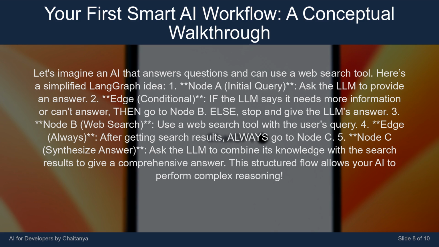3. Node B. Web search. Use a web search tool with the user's query. 4. Edge. Always. After getting search results, always go to Node C. 5. Node C. Synthesize answer. Ask the LLM to combine its knowledge with the search results to give a comprehensive answer. This structured flow allows your AI to perform complex reasoning.